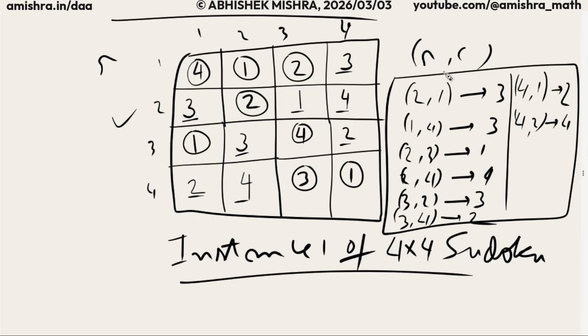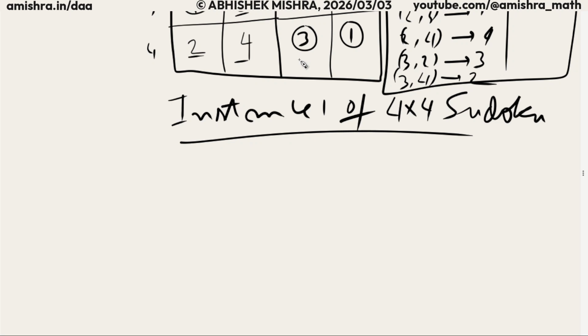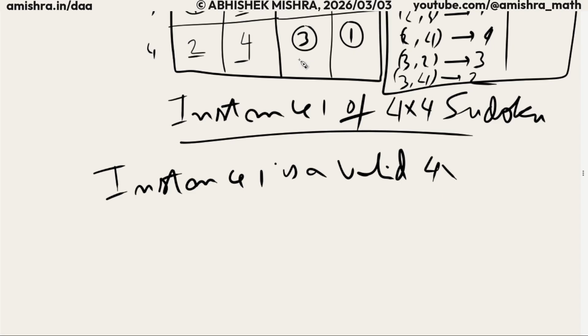So first thing we observe that we can solve this Sudoku instance, and this is a possible solution. So what we say is that this is a valid instance. So here I have put the tick mark. So we can say that instance 1 is a valid 4x4 Sudoku instance.